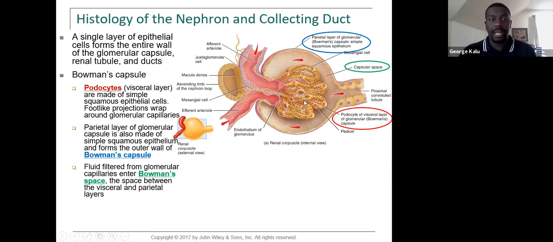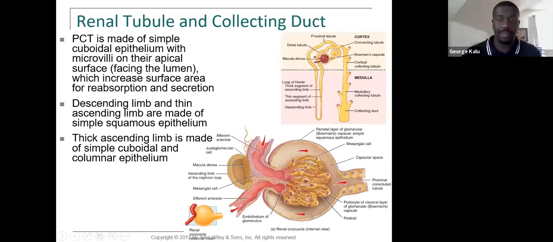As we start moving into the rest of the nephron, the first region we're going to see is the proximal convoluted tubule. In the proximal convoluted tubule, which we see right here, our type of epithelial tissue is going to switch a little bit. Instead of being simple squamous, it's now going to become simple cuboidal epithelium. These epithelial cells are also going to contain some microvilli, which increase the surface area on these cells. By increasing the surface area, that increases the ability for reabsorption of different substances and secretion of other substances as well. That's going to be in the proximal convoluted tubule.